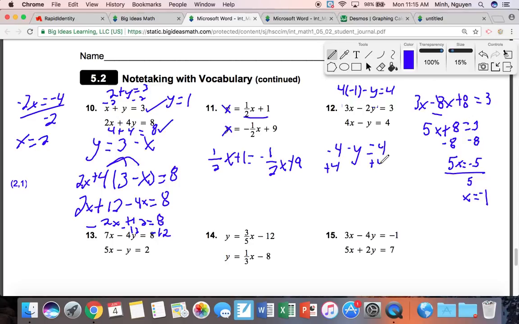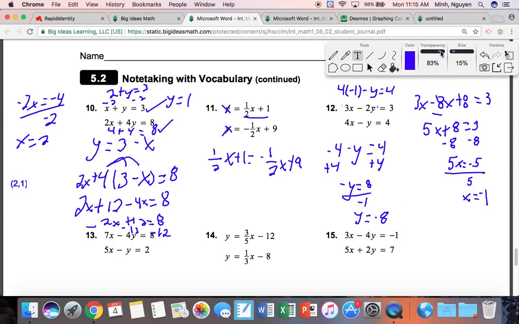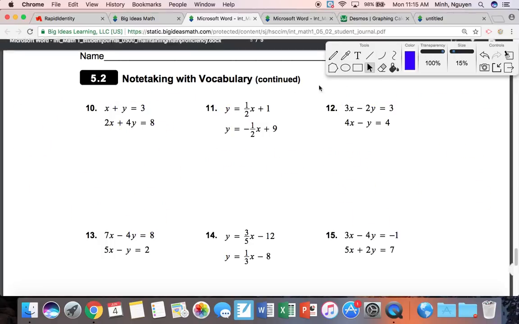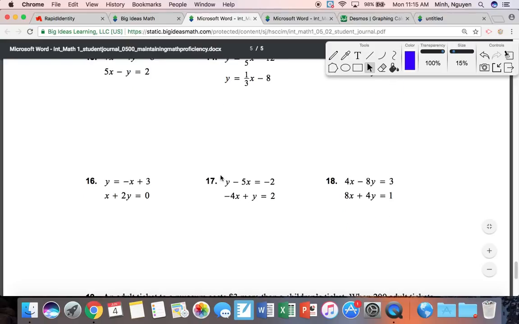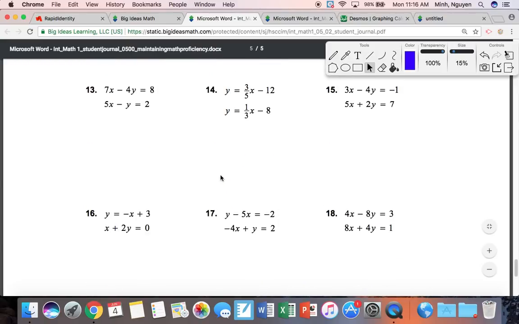And then you'll divide by negative 1. So my solution is negative 1, negative 8. Again, I'm leaving this up to you to check. I'm gonna do one more problem because so far we haven't had to divide by anything to get y by itself. So let's do that.